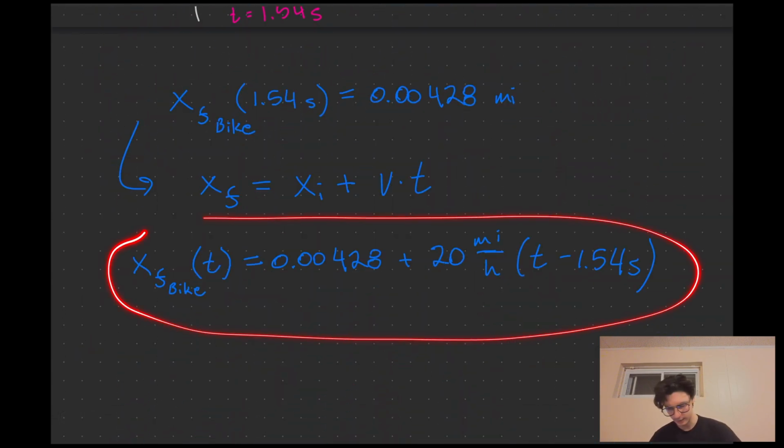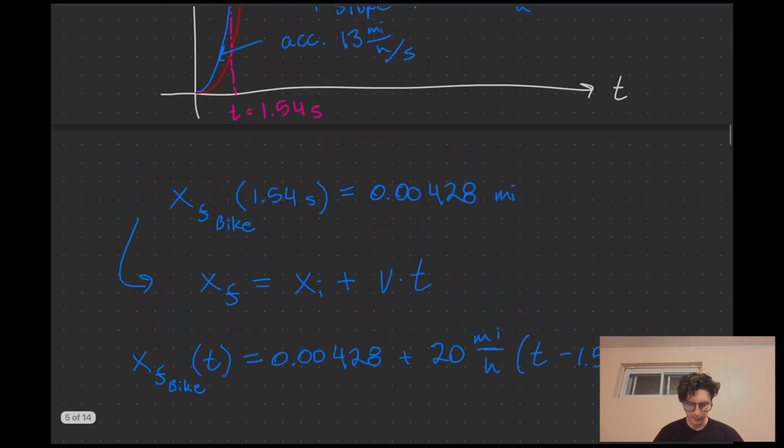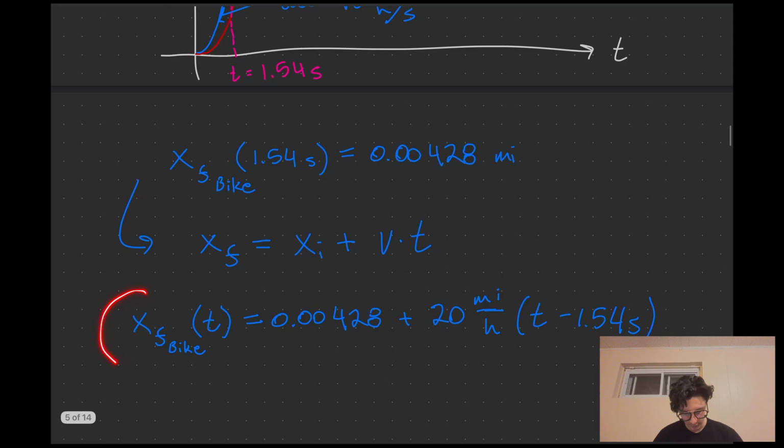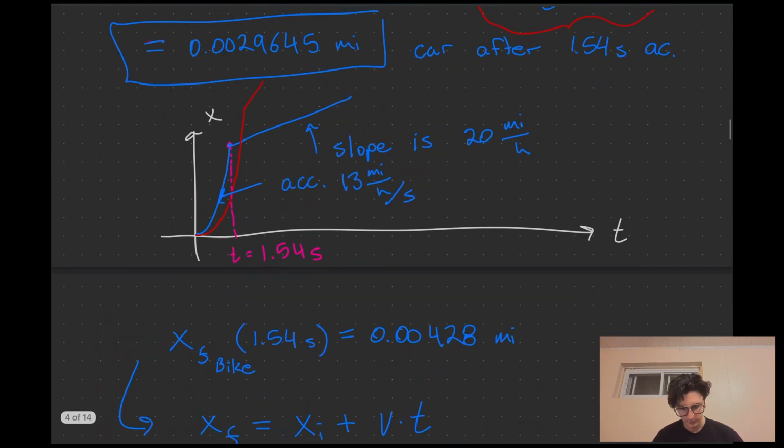So now we have this. What we should find is the function for the car as it is going here. And if we equate those two, if we equate the position of the bike as a function of time and the position of the car as a function of time, what we're doing is basically saying we want to find this exact location.